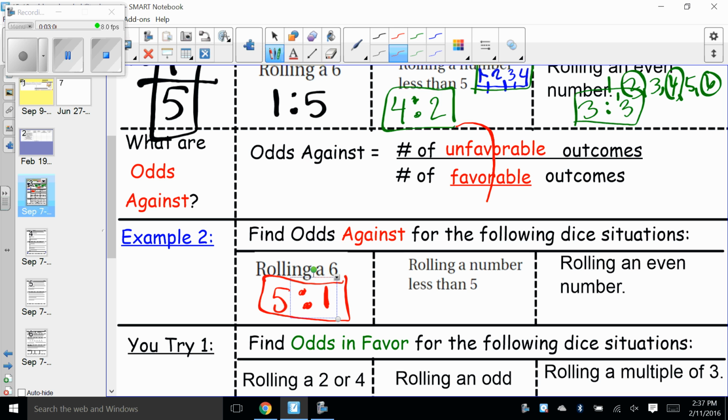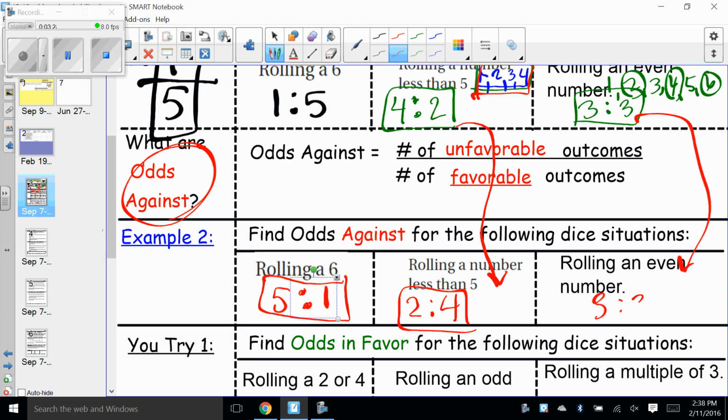Likewise, we would take this and flip it. Remember, rolling a number less than 5 was these 4 numbers. How many things are not less than 5? 2 things were not less than 5, because we're doing odds against now, and 4 things were less than 5. So it's a 2 to 4 odds against: 2 against, 4 for. Rolling an even number, we would say how many are not even? 3. How many are even? 3. So the not evens to the evens, 3 to 3.